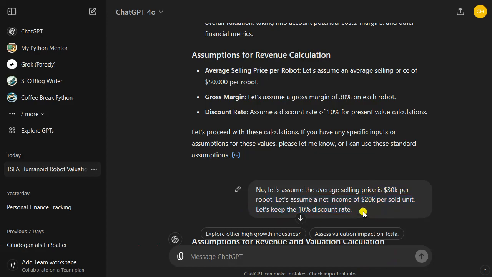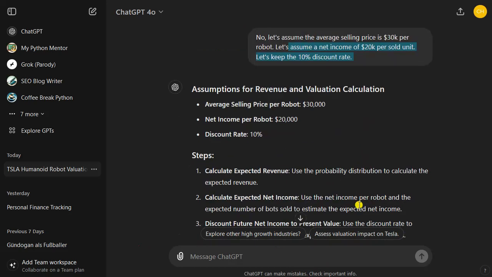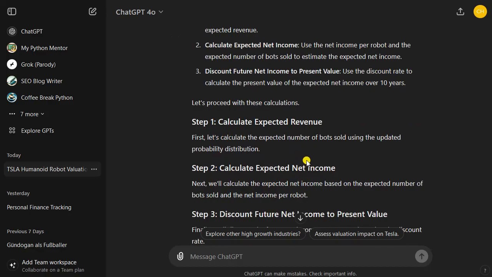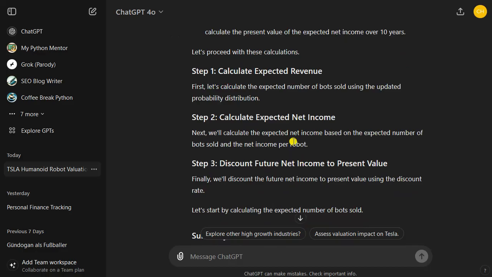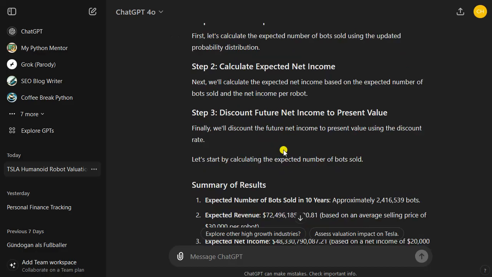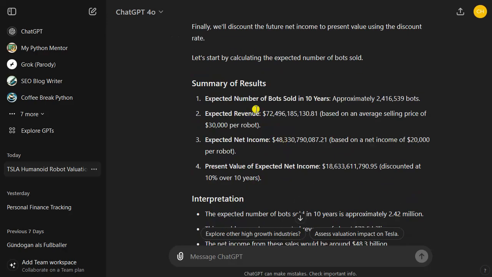So future cash flows become less valuable by 10% every single year, which means that if in 10 years we make 20K per unit sold, this 20K in today's dollars is worth less, right? It's worth maybe 10K or so, or even less, because of the discount rate. Okay, under these assumptions, we can calculate the expected revenue, the expected net income, and the present value of the net income. So we discount it back into the present. Our results show that the expected number of bots sold in 10 years is approximately 2.4 million.